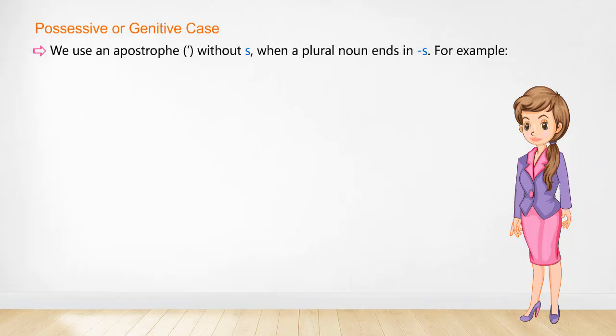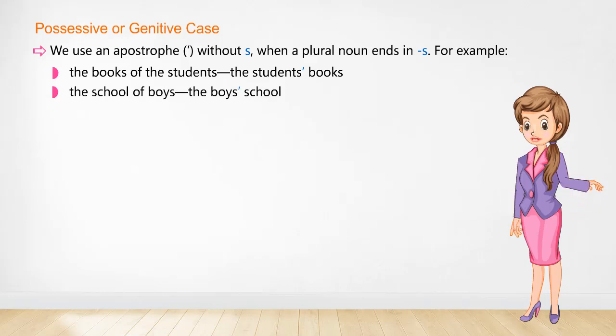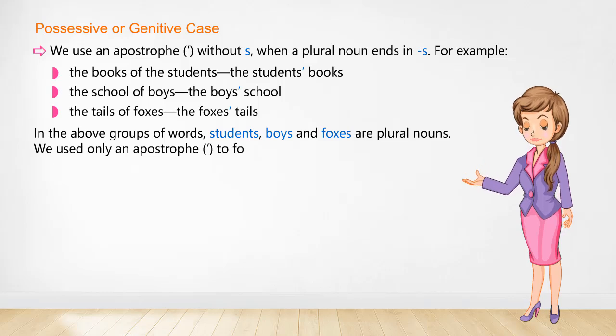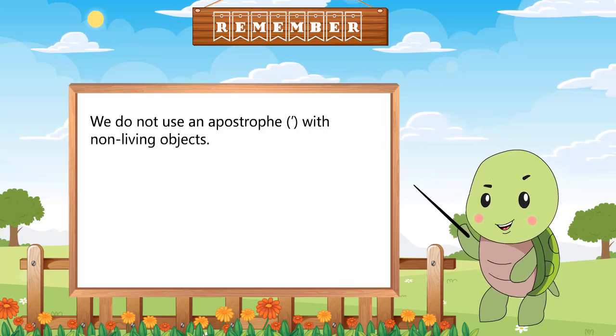We use an apostrophe without s when a plural noun ends in s. For example, the books of the students, the students' books. The school of boys, the boys' school. The tales of foxes, the foxes' tales. In the above groups of words, students, boys, and foxes are plural nouns. We used only an apostrophe to form their possessives. Remember, we do not use an apostrophe with non-living objects.